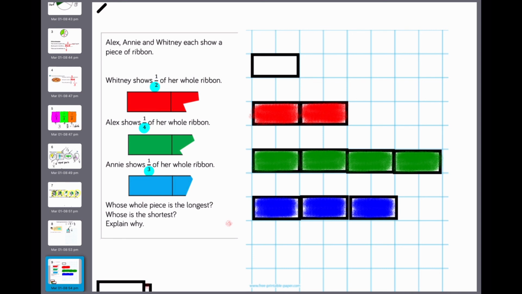So now we have represented the problem with the picture, it's much easier to see. Whose whole piece is the longest? Is it Whitney's, Alex's, or Annie's ribbon? Alex's is the longest because she has got 4 parts to her ribbon. Whose is the shortest? Whitney's, because she has 2 parts to her ribbon. Well done, Year 2, great work.